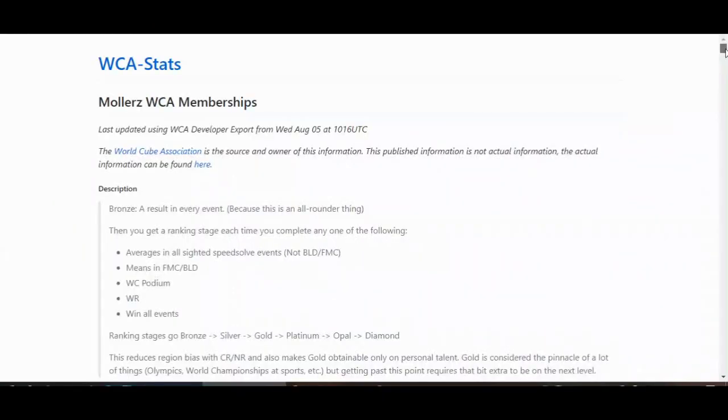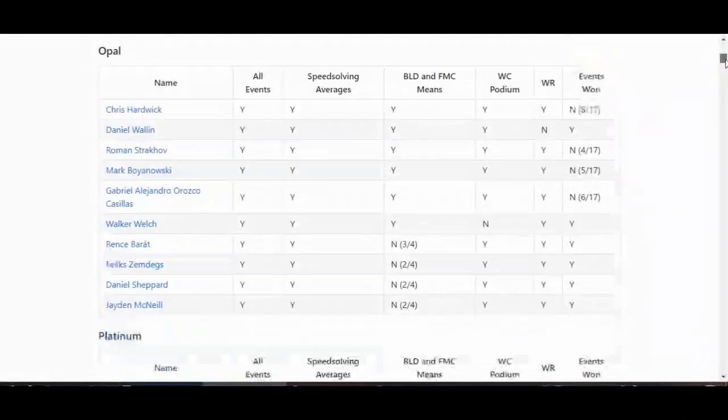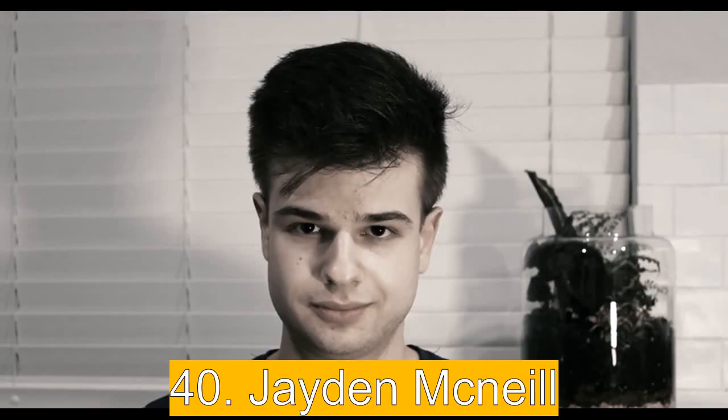Next we have the Mollerz WCA membership system, which puts cubers into groups based on whether or not they've accomplished certain things in cubing. Lastly, we have Jayden Mcneill, who is almost without a doubt the best all-rounder in 2016. He's still very active in the cubing community today, pushing the limits of CFOP and helping people get faster with a course called Speed Cubing Solution.